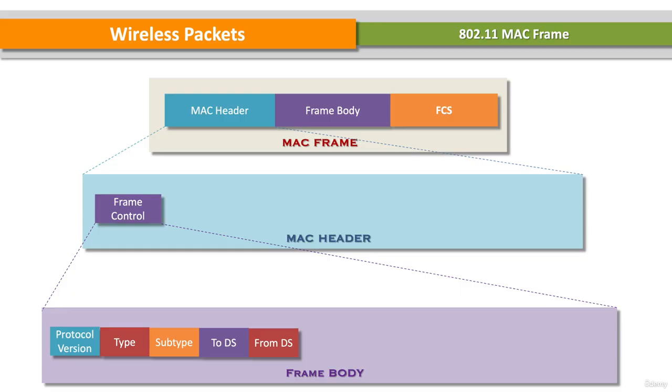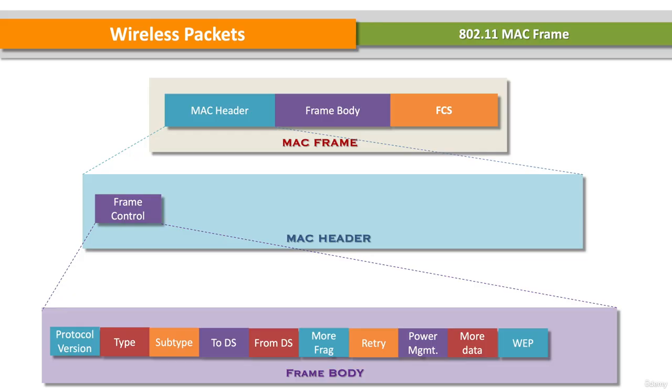More Frag indicates whether more fragments of the frame are to follow this one or not. Retry indicates that the frame is being retransmitted. Power Management indicates whether the sending STA is in active mode or power save mode. WEP indicates whether or not encryption and authentication are used in the frame. Order indicates that the frame is being sent using the strictly ordered service class. Now, the field is usually not set.